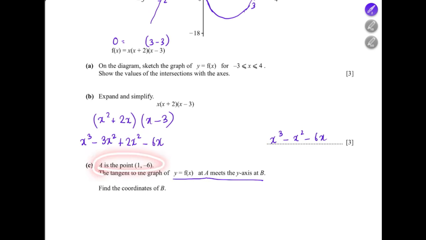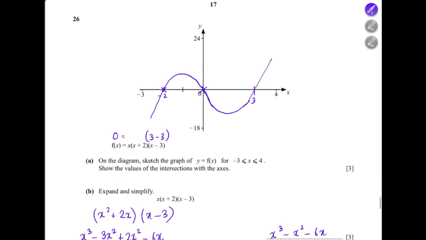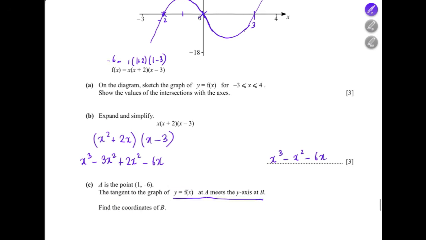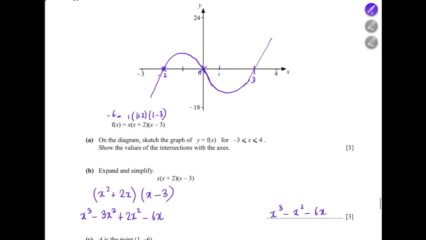A is the point 1 and -6. Let's identify if this point is on this graph. So your x is 1. Let's take it as 1 plus 2 and then 1 minus 3. So this is going to be -6. Okay, so this is a point on your graph. So yeah, if you have 1 and -6 here, that is going to be your point A.